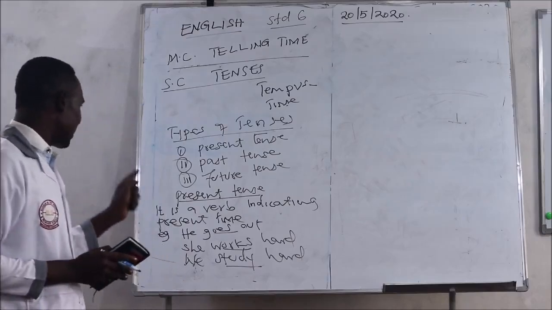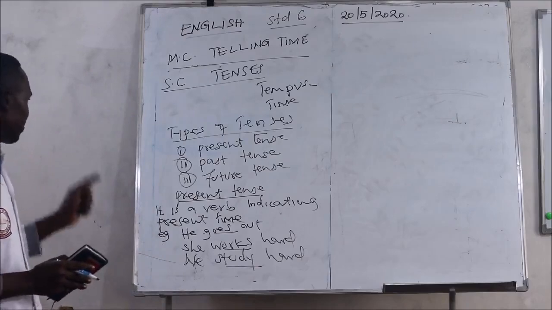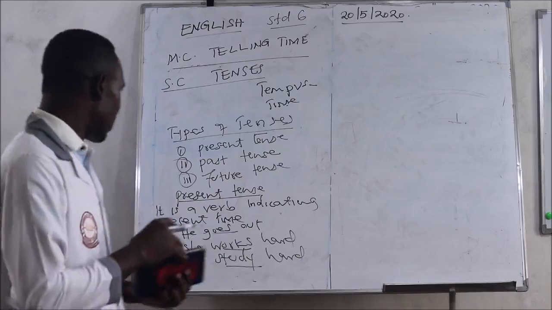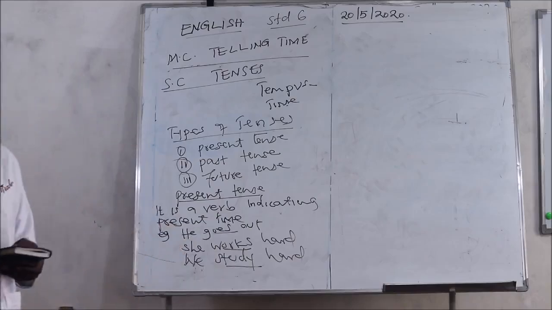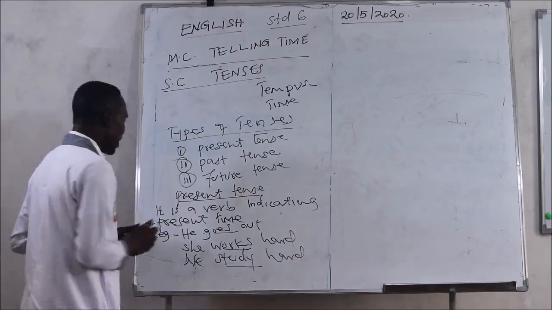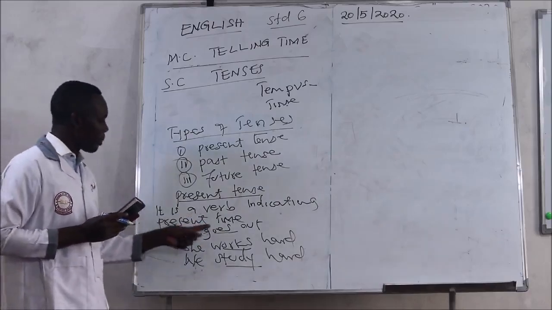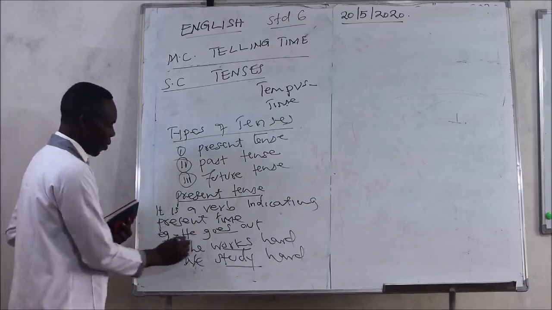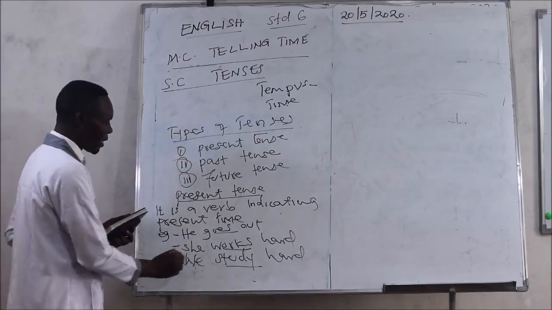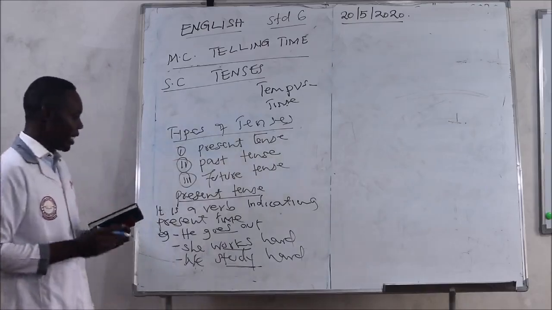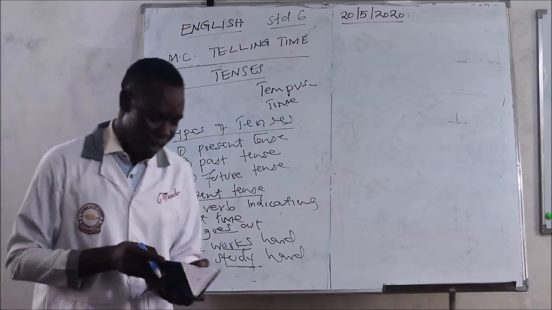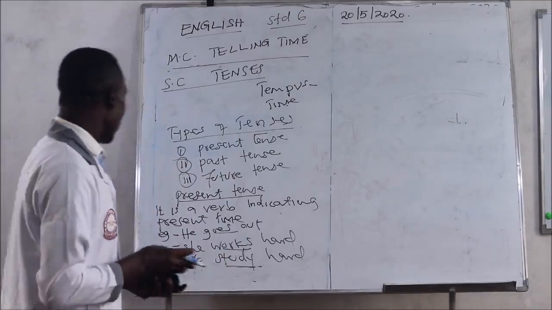So when we talk about present tense, we are talking about a verb indicating present time, for example, the time that we have now. A verb we are using to indicate what is taking place in the present time is what we are calling present tense. Like I've given an example here. When somebody says he goes out, the word goes is present tense. When somebody says she works hard, the word works is a present tense. When somebody says we study hard, the word study is a present tense. So any verb indicating what is taking place in the present time is called a present tense.